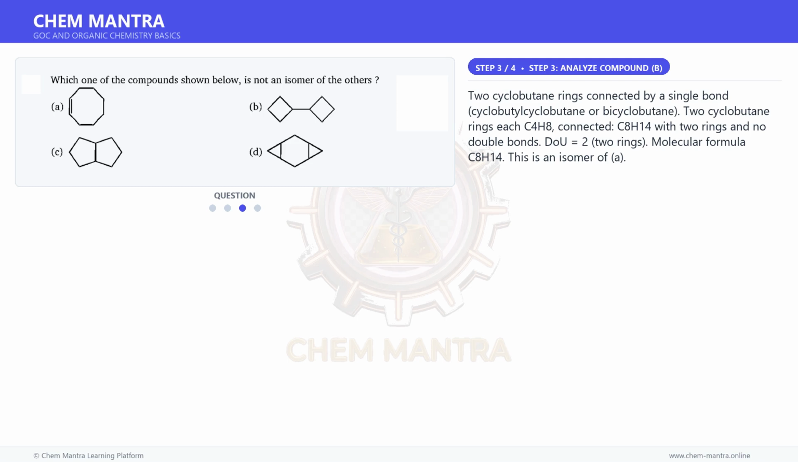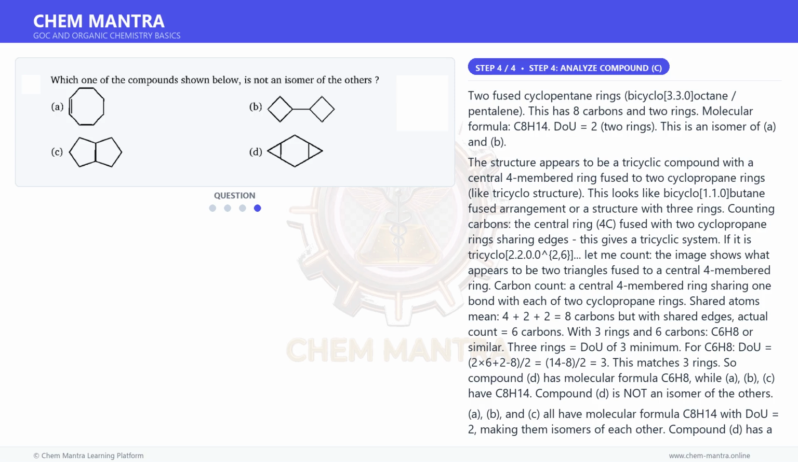Two cyclobutane rings connected by a single bond, cyclobutyl-cyclobutane or bicyclobutane. Two cyclobutane rings each C4H8, connected, C8H14 with 2 rings and no double bonds. DU is equal to 2 rings. Molecular formula C8H14. This is an isomer of A. And for the final step.